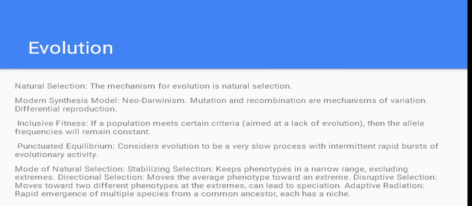Then you have evolution. Natural selection is basically the main model for evolution. The modern synthesis model is neo-Darwinism, so mutation and recombination are the mechanisms of variation. Inclusive fitness, kind of like survival of the fittest. Punctuated equilibrium is kind of a slow process with random, rapid bursts of evolutionary activity.